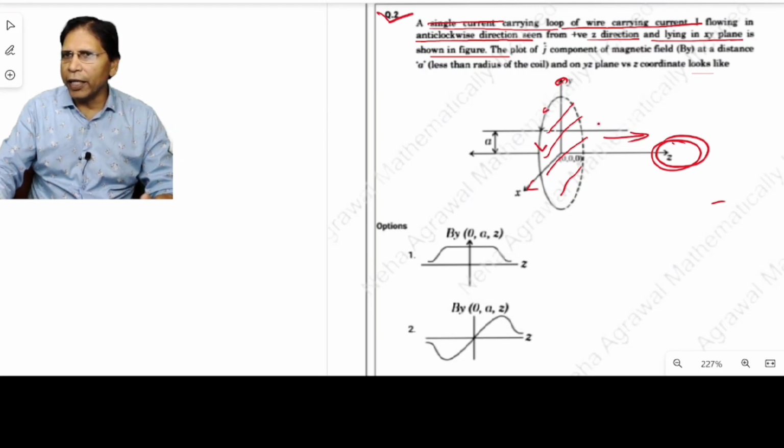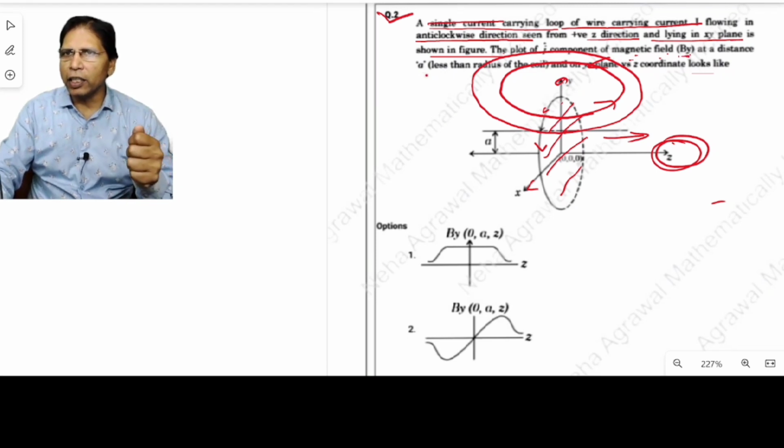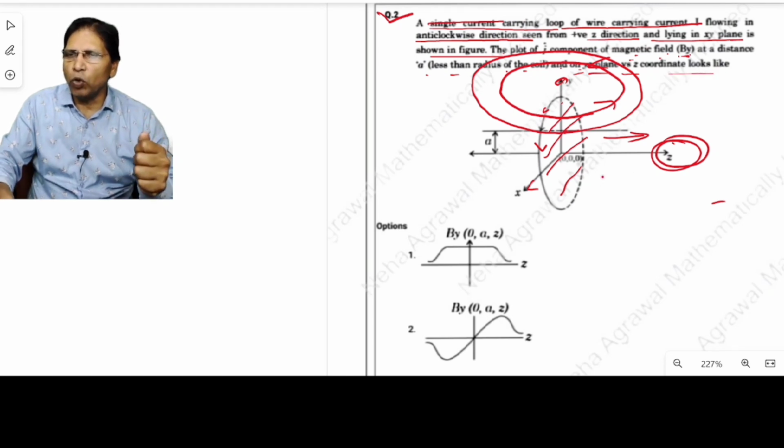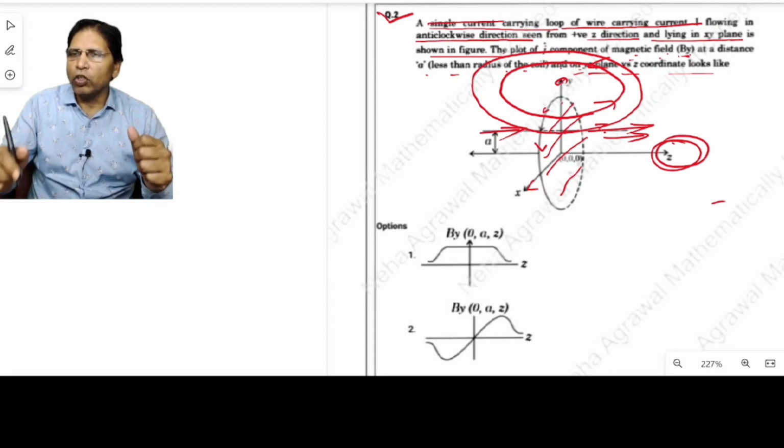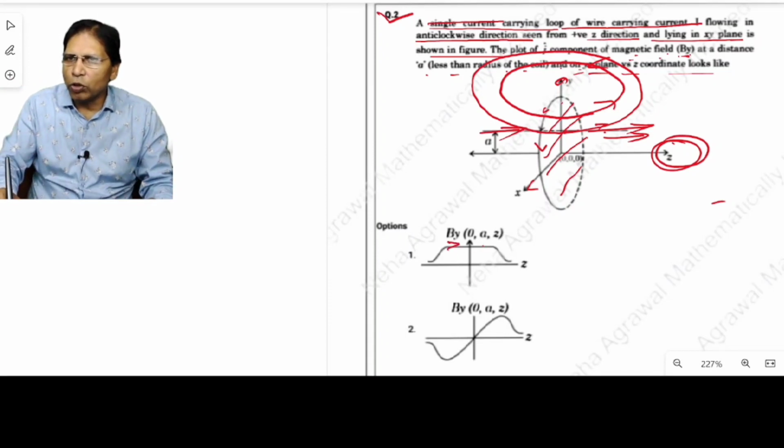So the magnetic field is directed along this direction. The lines of force are directed along this direction, and the density of the lines of force decreases as we go from this point to this point. Now the J component of magnetic field, By, at a distance a less than the radius of the coil, on the positive direction of the z axis, looks like this. The magnetic field at this point is directed in this direction, and at this point in the opposite direction.